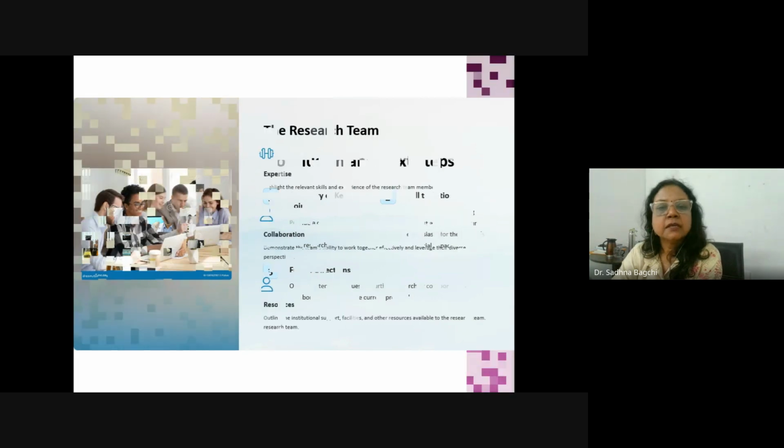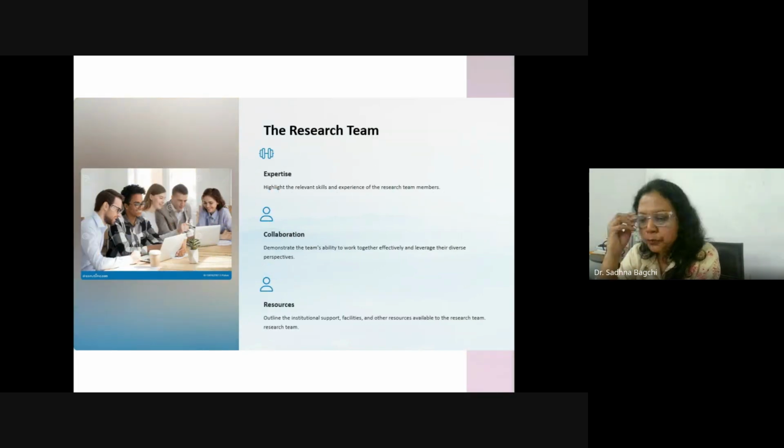Now, who will be your team members? What expertise can the research team bring? Because you are talking about some topic, naturally in your team there should be expert members who can speak on topics relevant to your topic. So highlight the relevant skills and expertise of the research team members. Collaboration: demonstrate the team's ability to work together. And third is the resources.